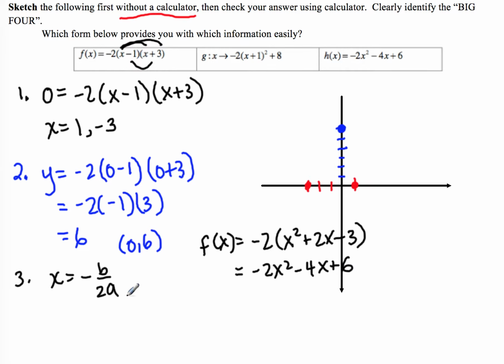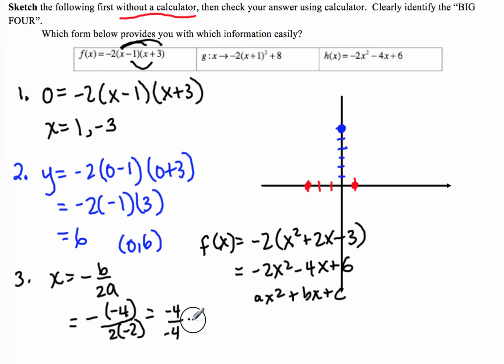Hopefully not making any mistakes. And I have negative b, so thinking about ax squared plus bx plus c, negative b would be negative 4, all over 2 times our negative 2. So this gives us a positive 4 over a negative 4, which gives me just 1. So that means my line of symmetry, well, that doesn't seem right.